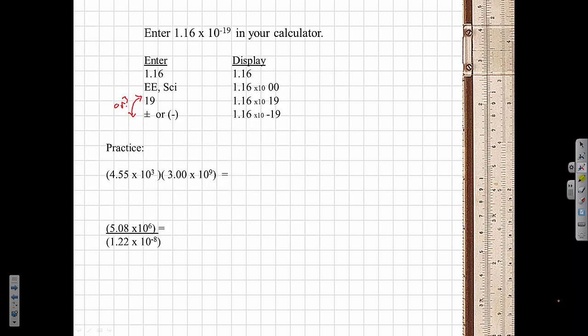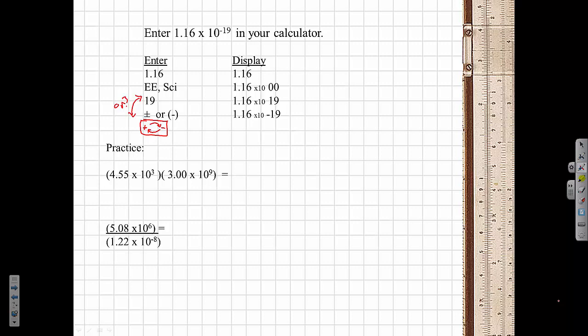That change sign button, this plus minus sign here, sometimes it will be drawn as a button that looks something like this, where you convert between the plus and minus. So first thing you'll do is enter the number. If you're doing a calculation, you enter the number in scientific notation, press 4.55, press your EE or EXP button, enter a 3. We're not messing with the 10. That was already done when we pressed the EE button.